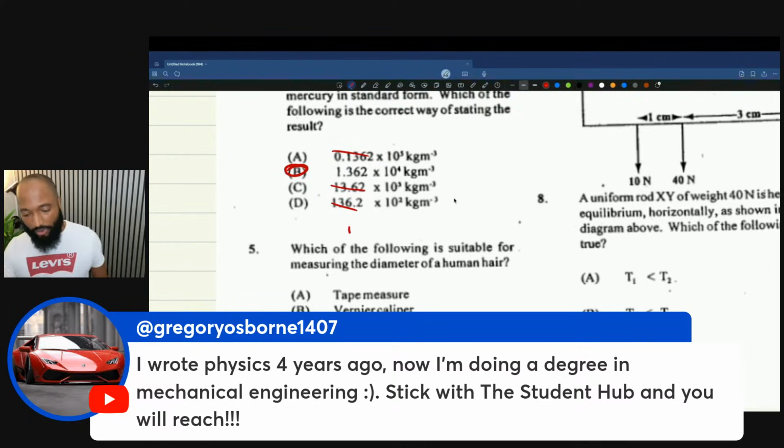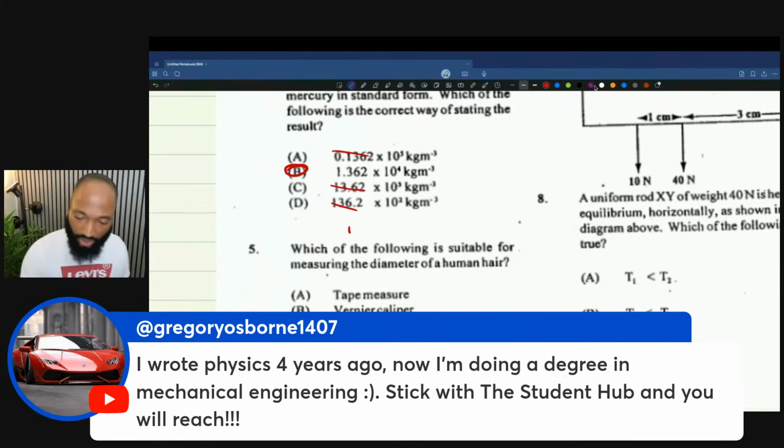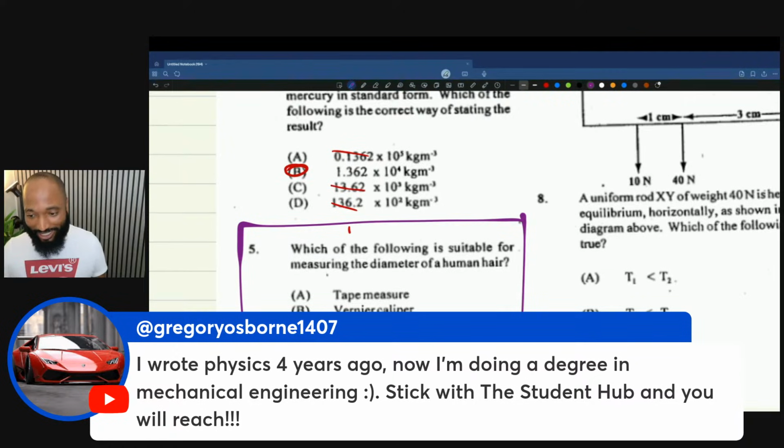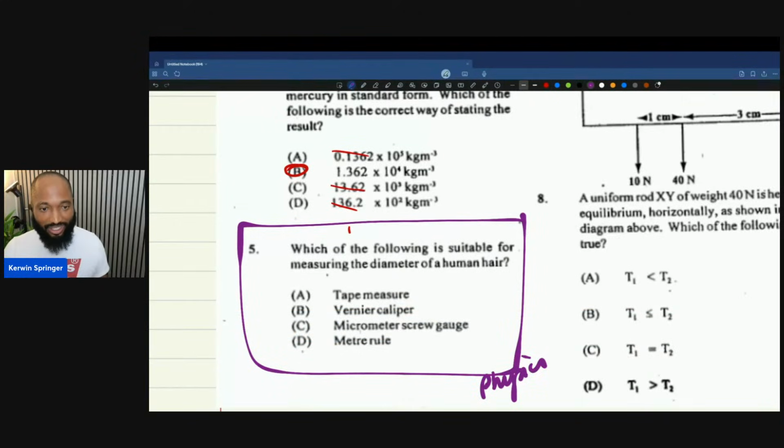So the following is suitable for measuring the diameter of a human hair. Now this is probably one of the most popular questions in physics. So remember this question. Sorry, this guy's comment is blocking. Let me see if I can just get it off. What's the answer for number 5? This question comes right through.